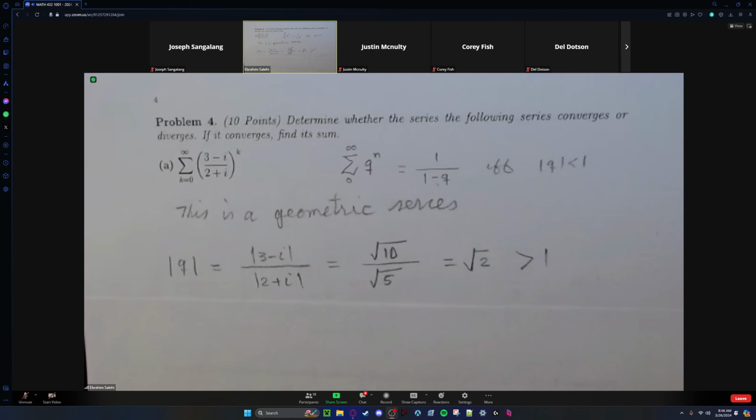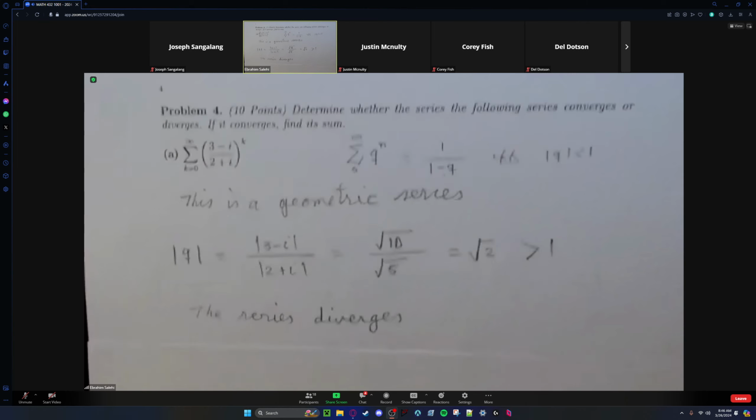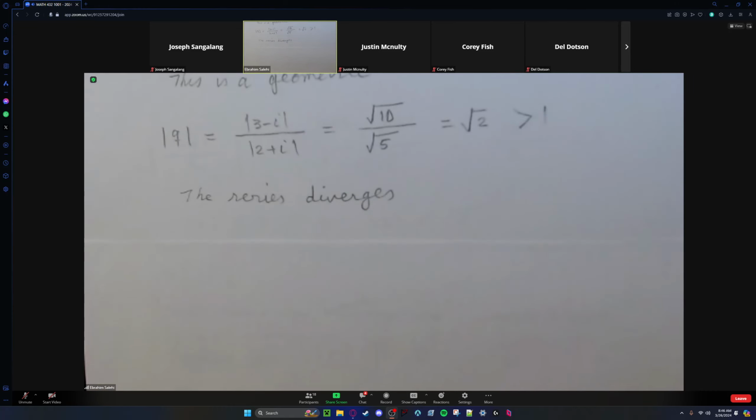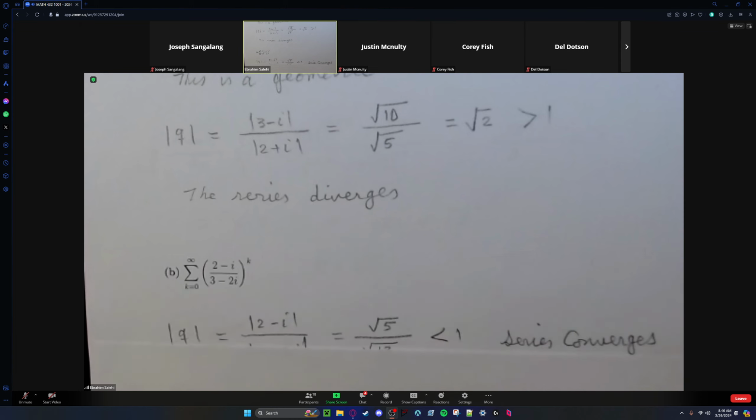All right. So divergence, very easy. The next one, part B, also is a geometric series. This geometric series, the difference is the modulus of that ratio is less than 1. So the series converges. But of course, you've got to know, converges to what? I already told you, converges to this.